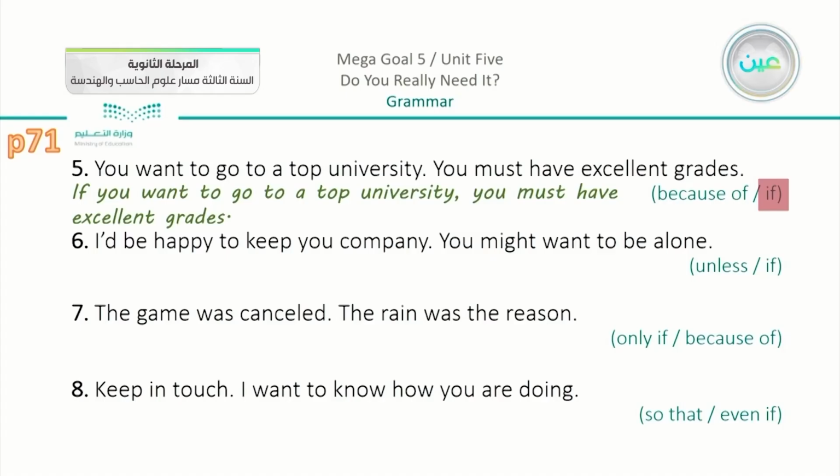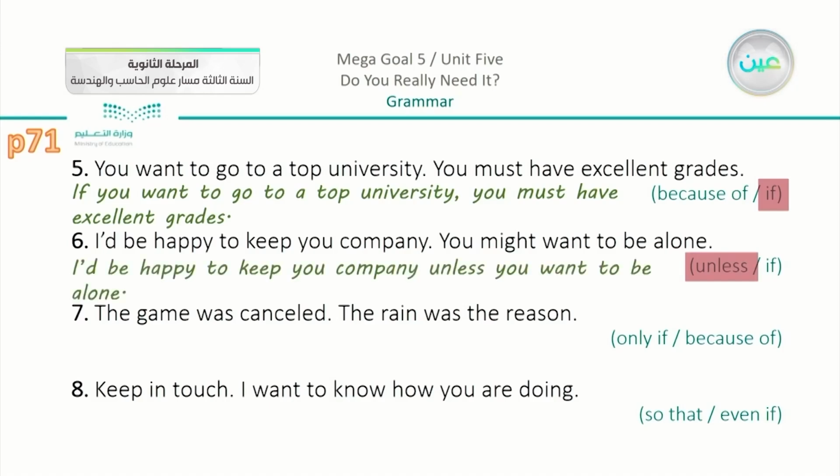You might want to be alone. So we have here unless and if. So there is some kind of condition here, and we're going to choose unless as the correct conjunction, completing, I'd be happy to keep you company unless you want to be alone. And I remind you again that you do have the adverb clause in the middle, so you do not need the comma.